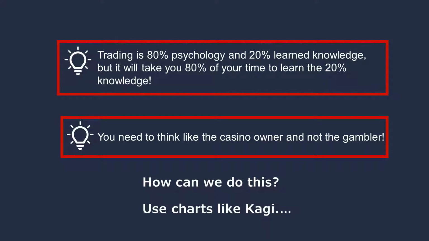So that's the frustrating part about trading, and you need to start thinking like the casino owner rather than the gambler who goes into that casino, because there is only one winner overall at the end of the day, and that's the casino owner. And like I said, in this space, well, that involves using Kagi charts.